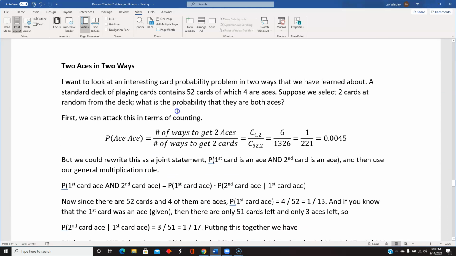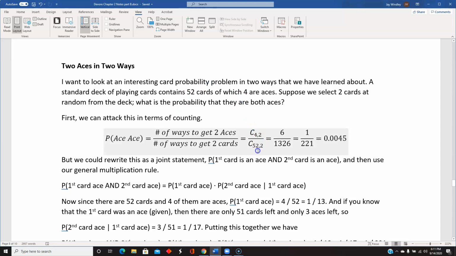So the first way to look at this is through the counting rule and our original formula for probability. So I want to know the probability of getting an ace followed by an ace. So the numerator of the fraction would be the number of ways to get 2 aces. The denominator of the fraction would be the number of ways to get 2 cards. So I'm going to select 2 cards at random from the deck. My denominator is the total number of ways that you can select 2 cards from the deck. But I want to know the probability of getting 2 aces. So the numerator is going to be the number of ways that I can get 2 aces.